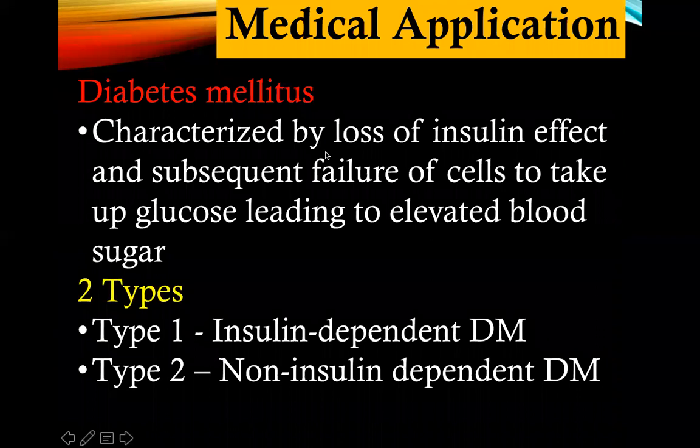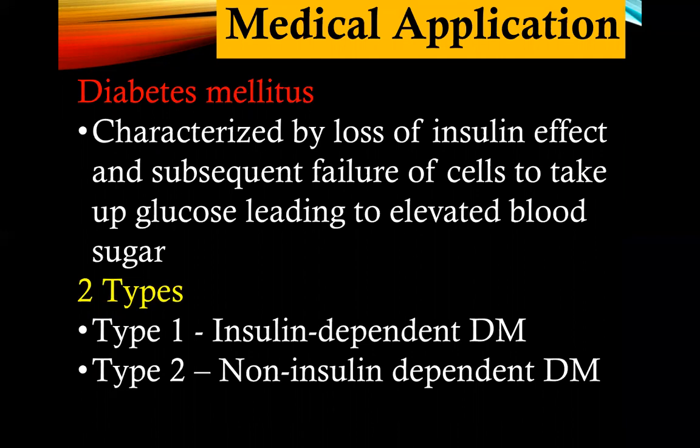Okay, this is another picture in the laboratory showing you the pancreas, and this light staining structure encircled is your islets of Langerhans. Okay, we all know this. Diabetes mellitus is actually a medical condition characterized by loss of insulin effect and subsequent failure of cells to take up glucose, which will lead to an elevated blood sugar.